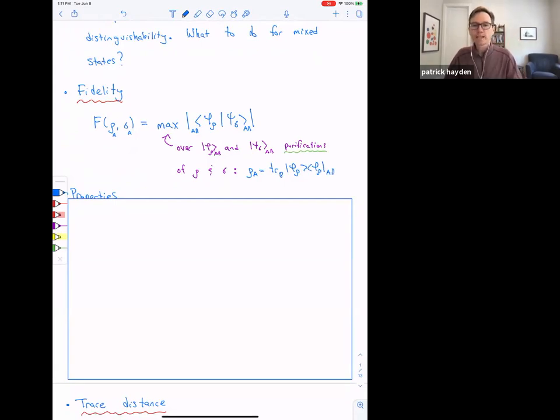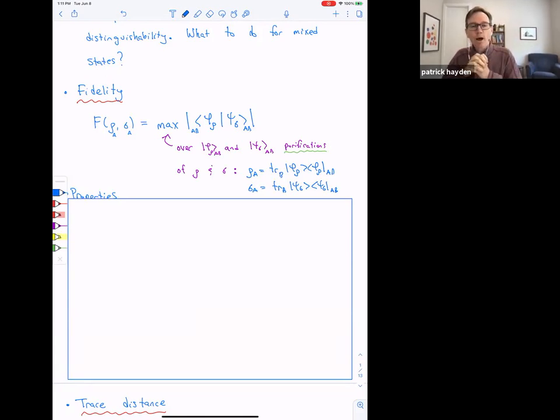So it's a pure state that is rho on the appropriate subsystem. And likewise, if we trace over B for psi sigma, we'll get back sigma. And so that's what it means to be a purification. And the way that you define this fidelity is just by saying, well, maximize over all possible purifications. Do your very best to align these states.